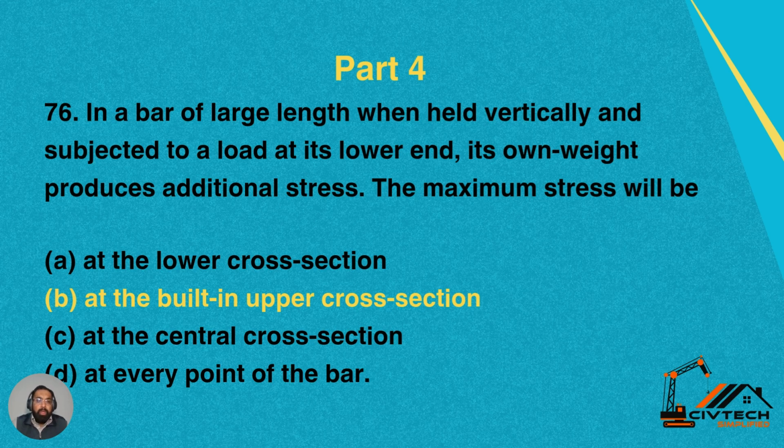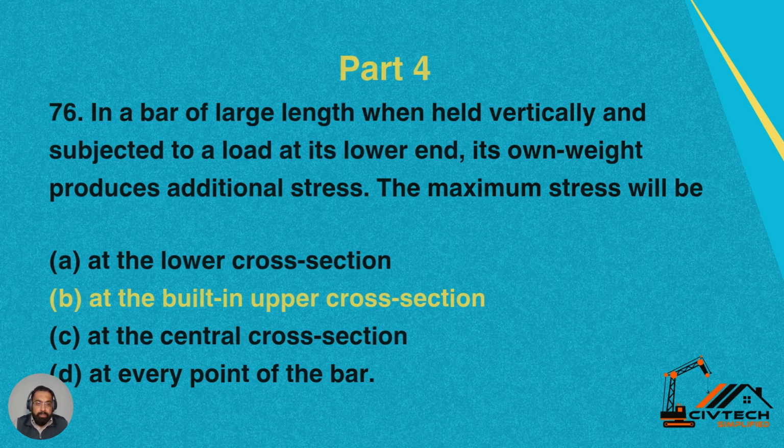I will again read the question. In a bar of length L, when held vertically and subjected to a load at its lower end, its own weight produces additional stresses. The maximum stress will be option A, at the lower cross section, option B, at the built-in upper cross-section, option C, at the central cross-section, and option D, at every point of the bar. So B is the correct answer. The maximum stress produced in the bar will be at the built-in upper cross-section of the bar. So B here is the correct option.